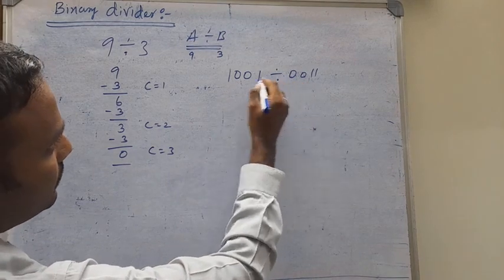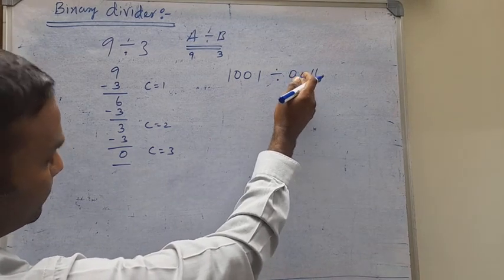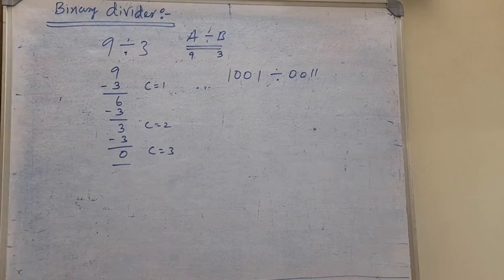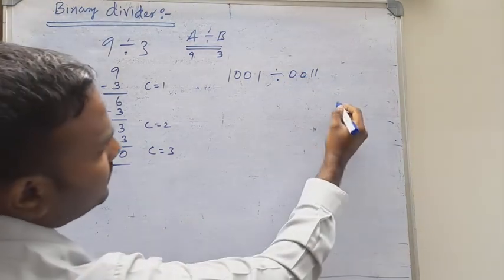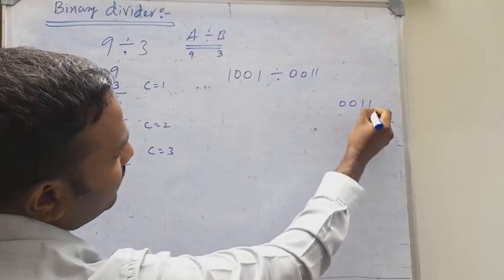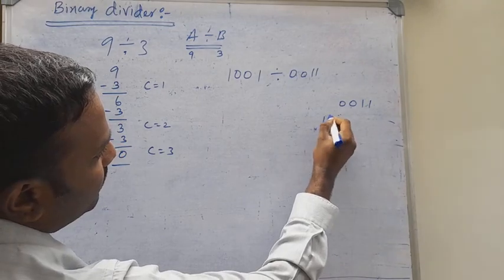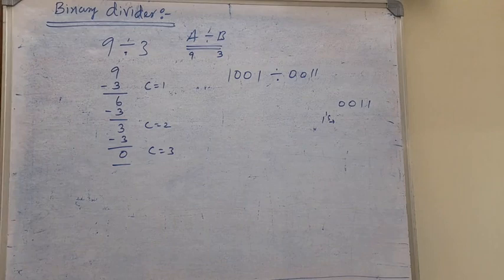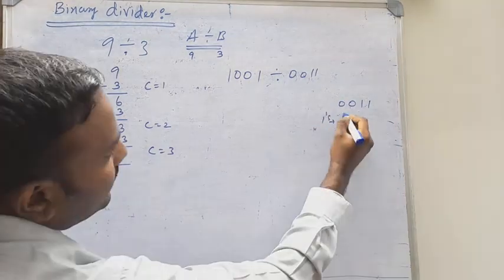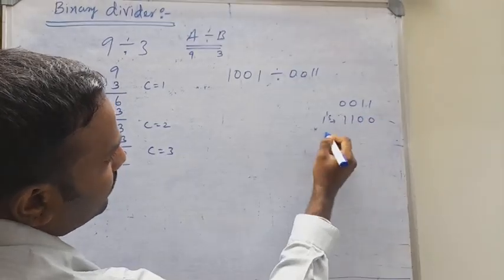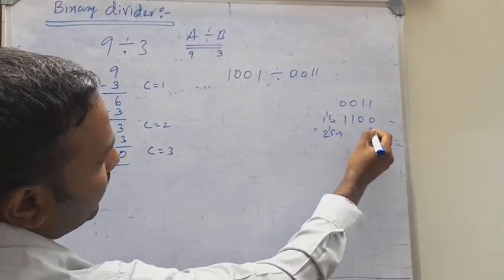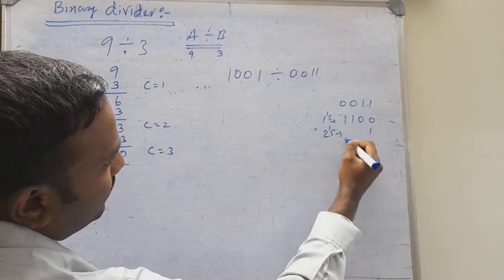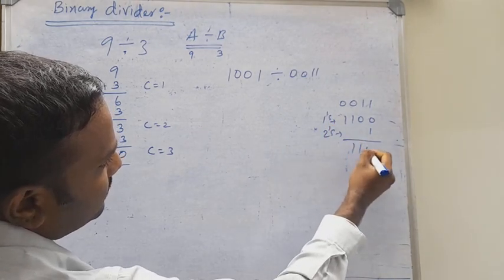So what I told, here you have to take the subtrahend term. What is the subtrahend term? 0011. So perform the 1's complement first. What is the 1's complement? 1100. And subtraction can be done by using the 2's complement form. Already I have explained that entire concept in the previous videos, right? And the 2's complement is adding 1 to the 1's complement output. So you will get 1101, right?